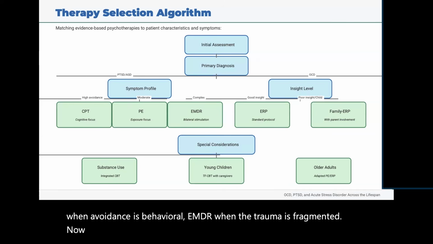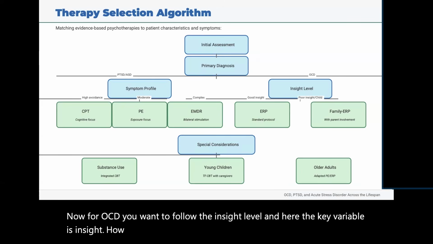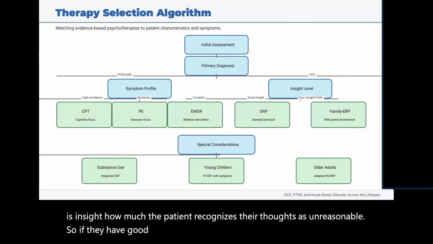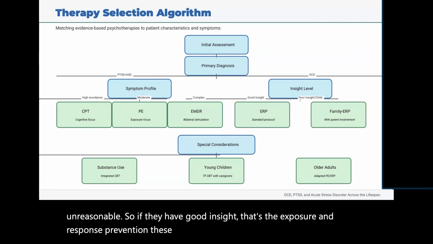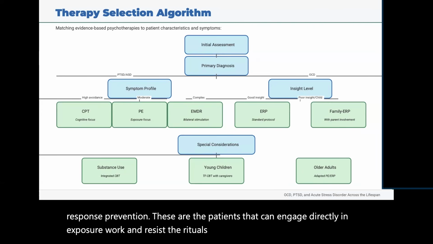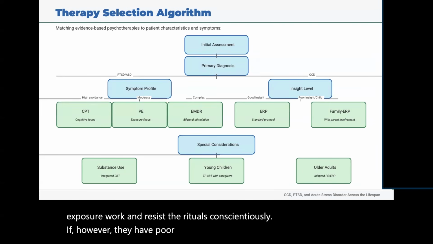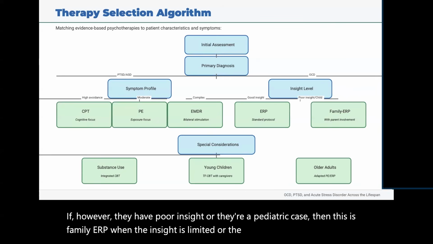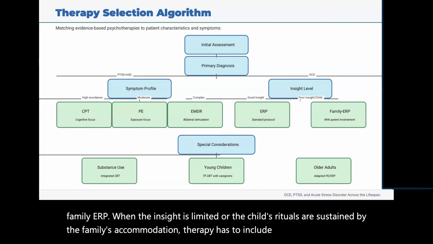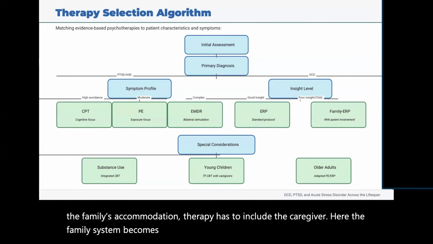Now for OCD, you want to follow the insight level. Here, the key variable is insight: how much the patient recognizes their thoughts as unreasonable. If they have good insight, that's exposure and response prevention. These are the patients that can engage directly in exposure work and resist the rituals conscientiously. If, however, they have poor insight or they're a pediatric case, then this is family ERP, when the insight is limited or the child's rituals are sustained by the family's accommodation. Therapy has to include the caregiver here. The family system becomes both the intervention and the exposure context.